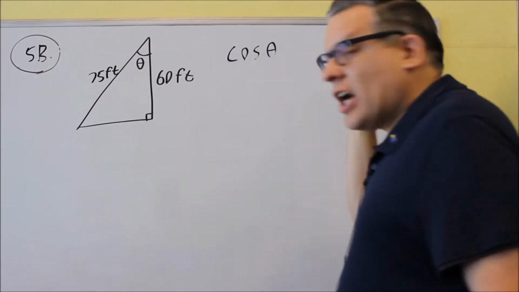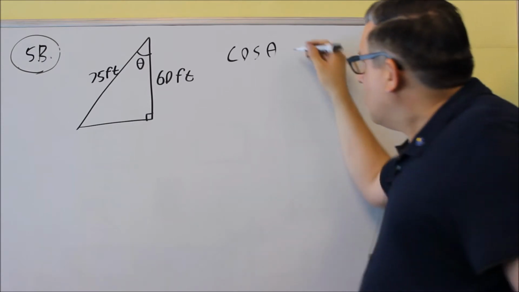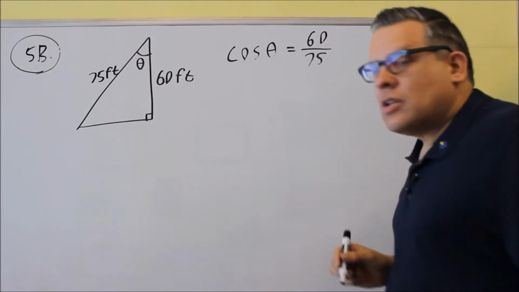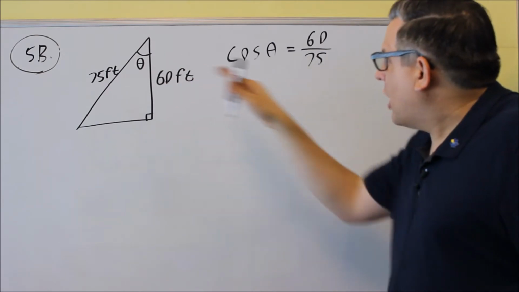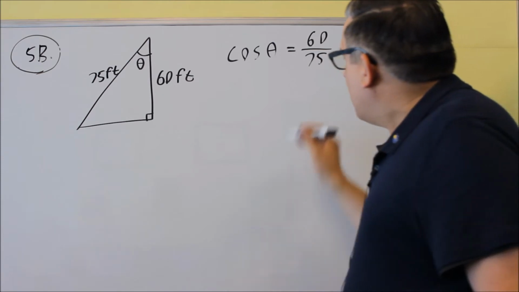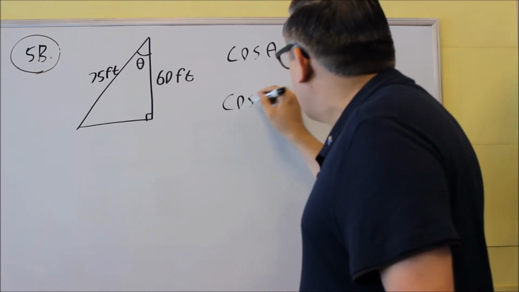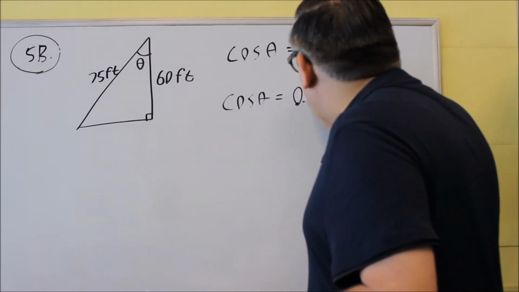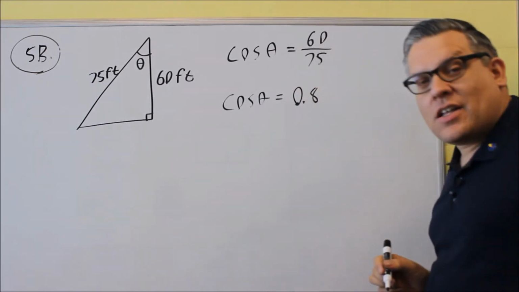Now we don't have an angle this time, so we have to just do cosine theta is going to equal adjacent 60 over the hypotenuse. So adjacent over hypotenuse, 60 over 75. Now in order to find this, we're going to first turn this into a decimal, put that into our calculator, and that actually comes out evenly as just 0.8.